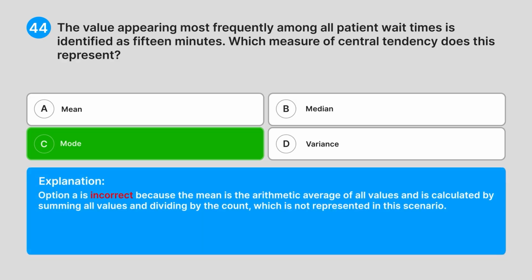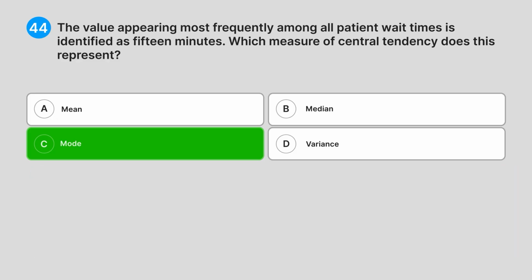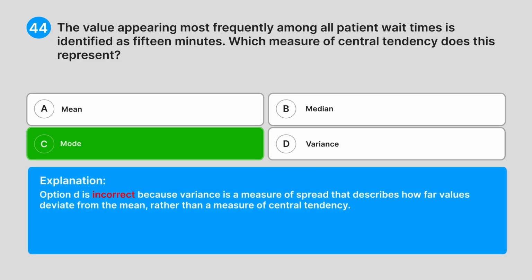Option A is incorrect because the mean is the arithmetic average of all values and is calculated by summing all values and dividing by the count, which is not represented in this scenario. Option B is incorrect because the median represents the middle value that divides the dataset in half, with 50% above and 50% below, which is not related to the most frequent value. Option D is incorrect because variance is a measure of spread that describes how far values deviate from the mean, rather than a measure of central tendency.